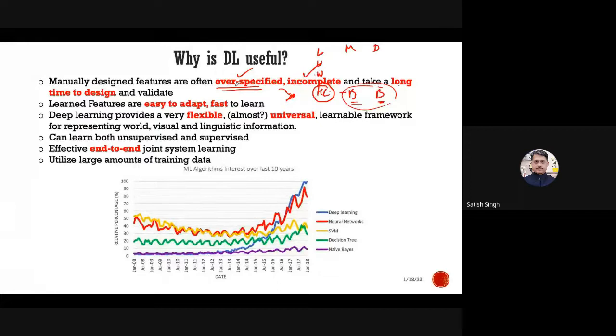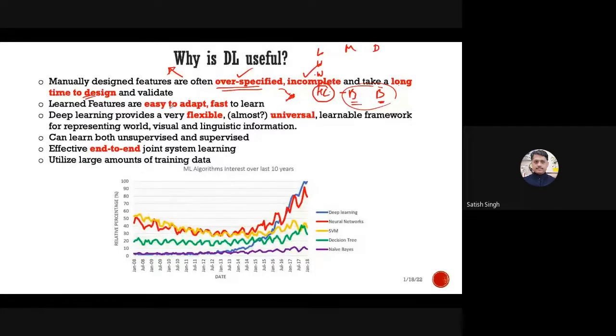That's why it takes a long time to design the features, and moreover, domain knowledge is very important in typical feature engineering, or the typical machine learning based model. If the domain expertise is not available, then the feature specification may be incomplete or over-specified.